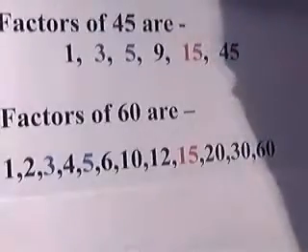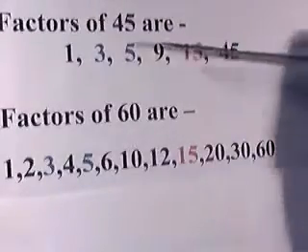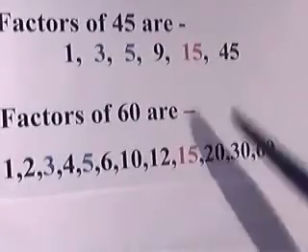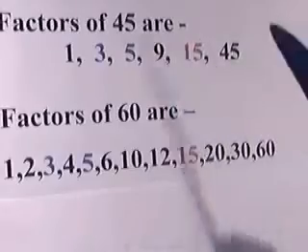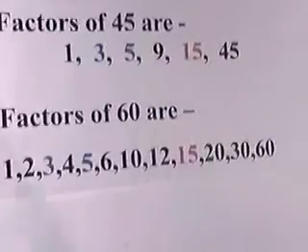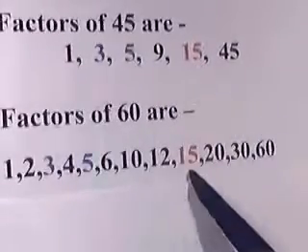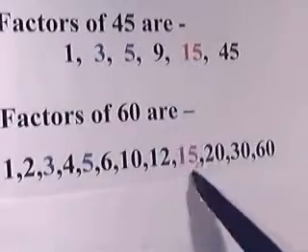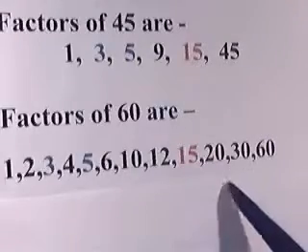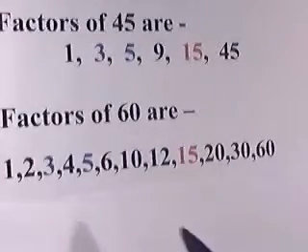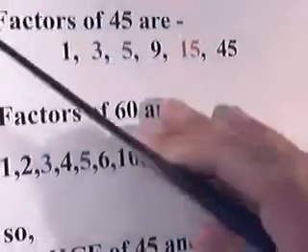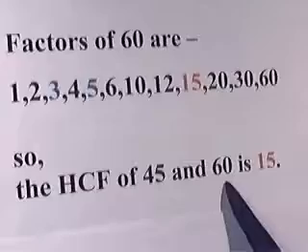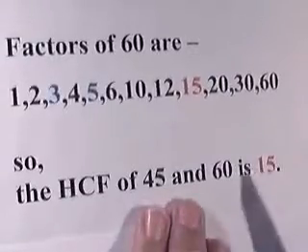Now the highest common factor is the biggest factor which is common to both lists, which is in both lists. And clearly you've probably seen why I put these colours in. 15 is common to both lists, and it's the biggest factor common in both lists. And so we say that the highest common factor of 45 and 60 is 15.